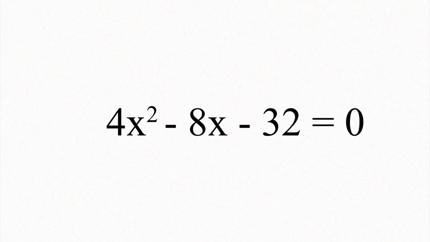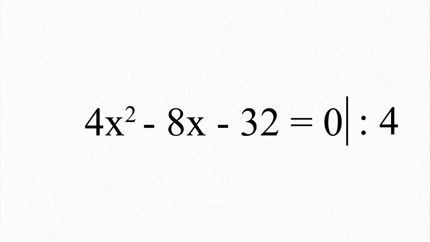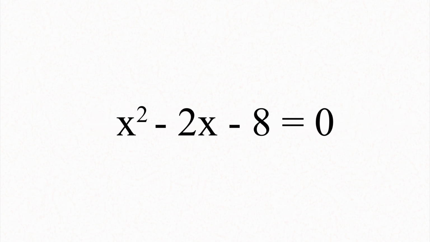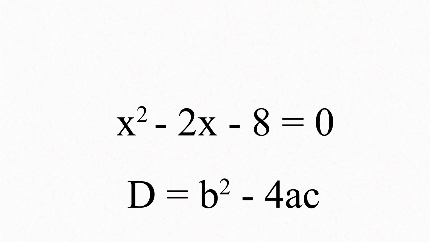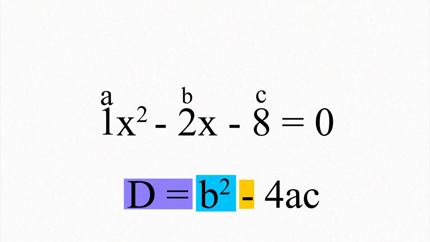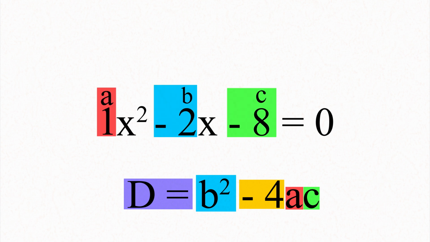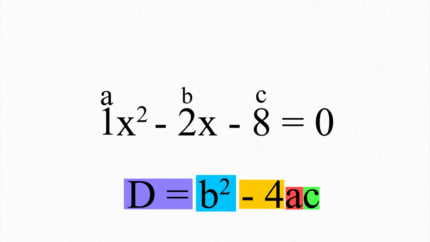Okay, let's make the equation harder. For x squared minus 8x minus 32 equals 0, first we can divide the entire equation by 4. We get x squared minus 2x minus 8 equals 0. Now we use the quadratic formula. The discriminant is d equals b squared minus 4ac, where a, b and c are constants in the equation. Here a is 1, b is minus 2 and c is minus 8.